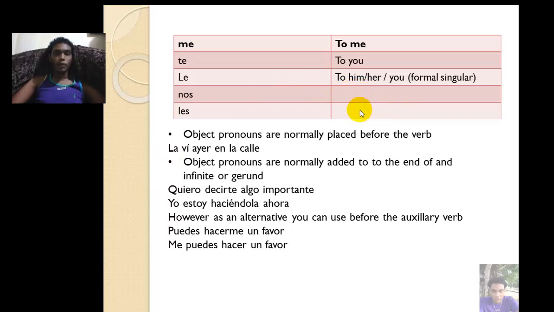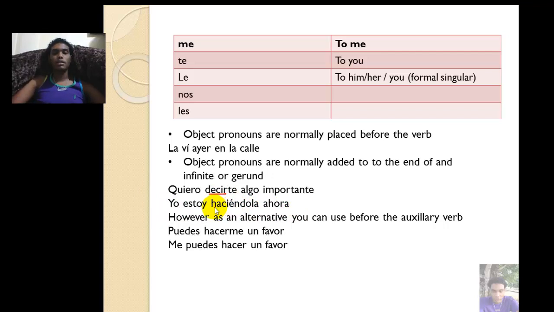Object pronouns are normally added to the end of an infinitive or gerund. Quiero decirte algo importante. I want to tell you something important. So this decir is the infinitive. And yo estoy haciéndolo ahora. I'm doing it now. This would be an example of the gerund.